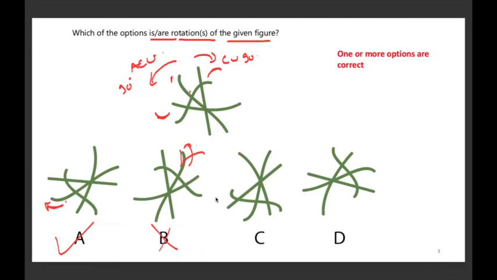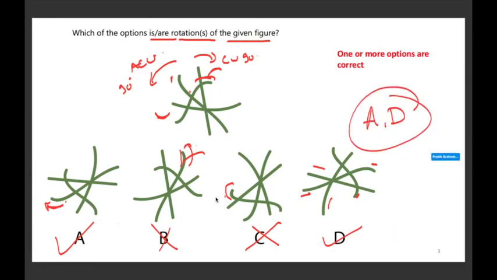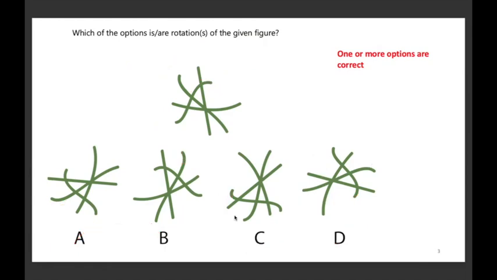Now we'll move to option C. In option C, this part is a little bit weird, because the curvature that you have been given is here. This is a smoother curvature than what is shown in C. So C is wrong. And the last one is D, where this curvature, even this, and the orientation also matches. So D is also correct. A and D. Only two options are correct here. Okay. We'll move to the next one.